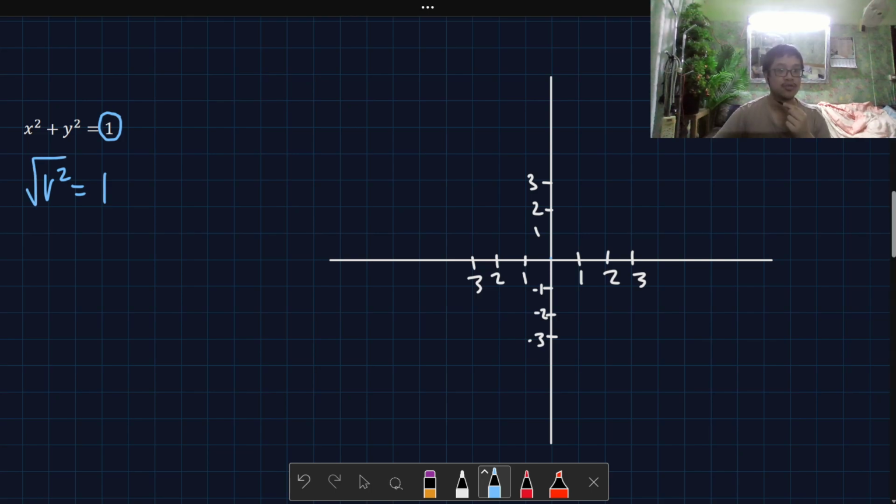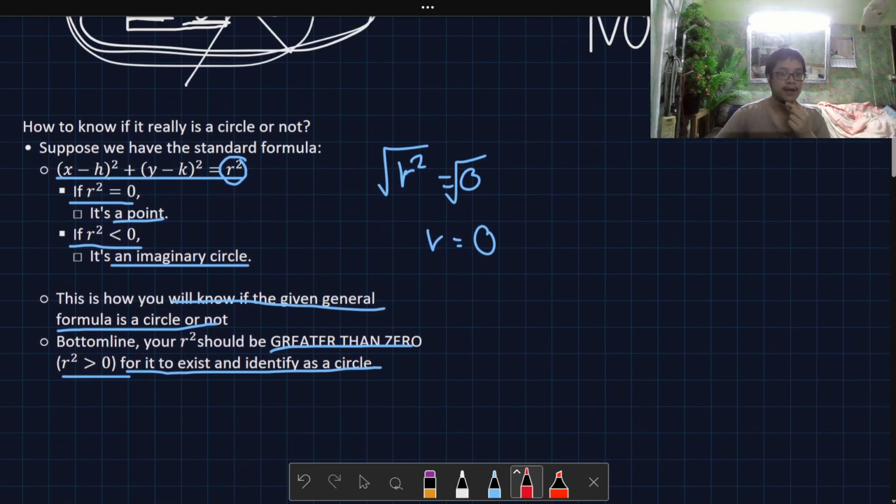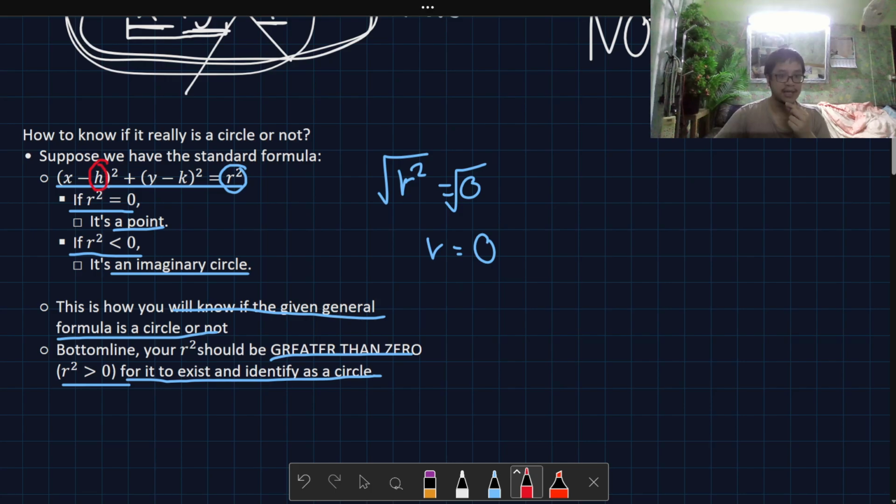So good. It exists and is identified as a circle. So let's find your r. Square root both sides. Your r is equal to 1. So that means the length of your radius is 1 unit long. That's it. Now let's find the center. The coordinates of the center are h and k. So where are h and k located? Remember that in a standard form, h is located beside x and k is located beside y.